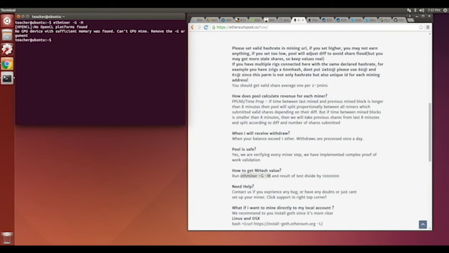So let's just try that. Sure enough, no GPU device with sufficient memory found, can't GPU mine. All right, so it's telling me to remove the G argument. So let's see what the CPU on this little guy can do. So I'm going to remove the GPU argument, and let's see what happens.